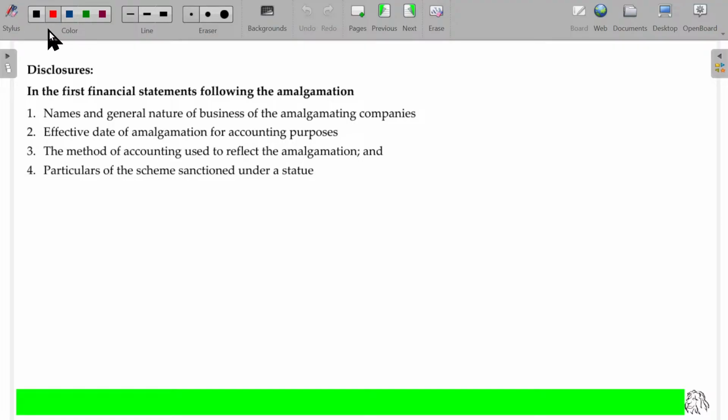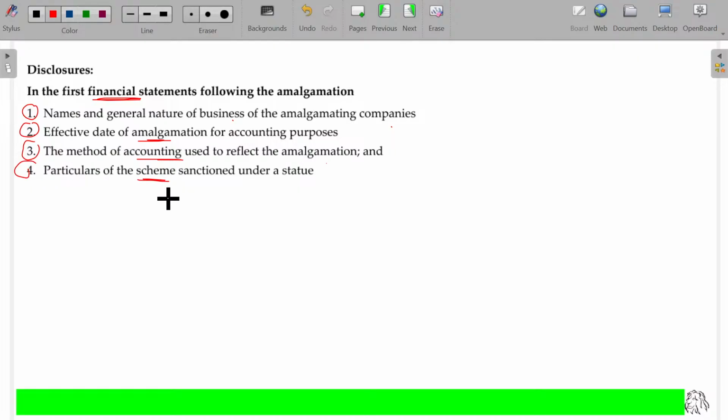Some disclosures in the first financial statement immediately after the amalgamation, the very first year. You have to give all these details. What are they? Number one, names and general nature of the business of the amalgamating companies. Nature, purchase or merger. Effective date of amalgamation, from when the amalgamation will work. Third, the method of accounting used to reflect the amalgamation. Fourth, particulars of scheme sanctioned under the statute.